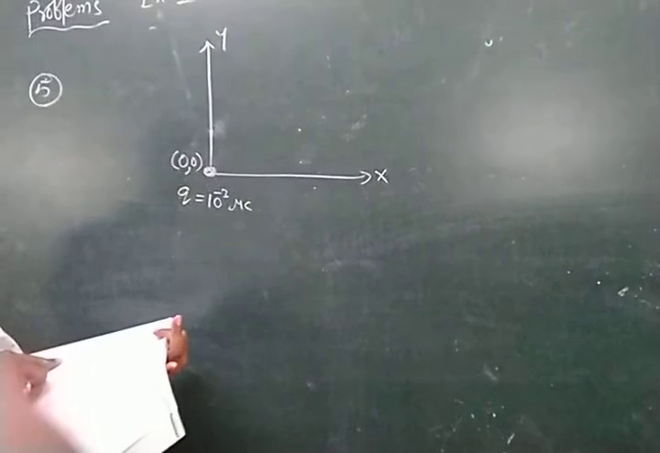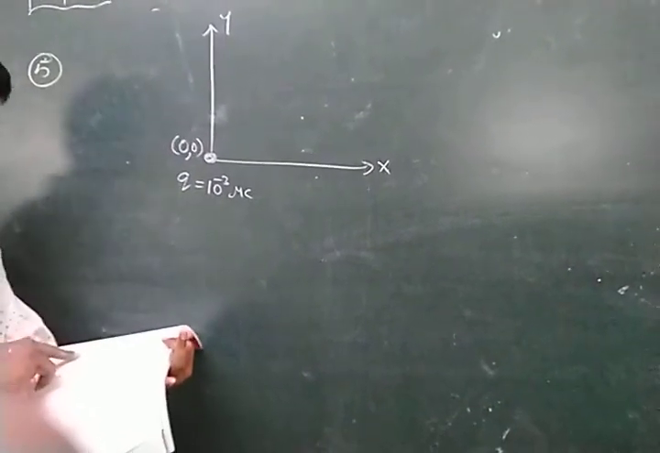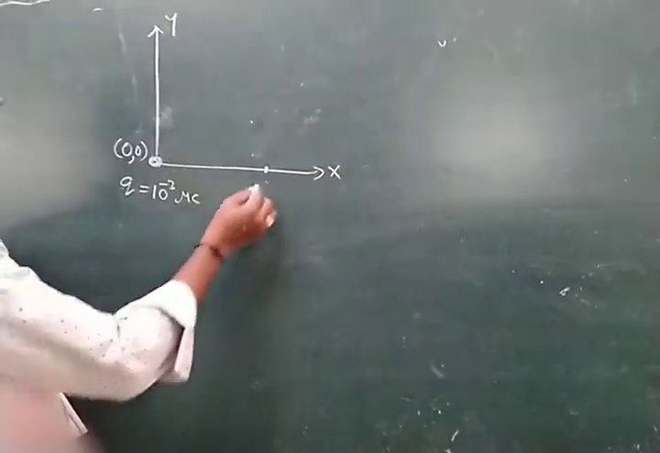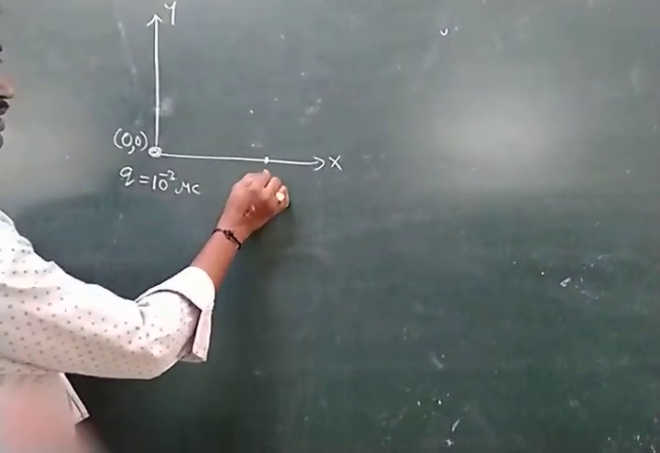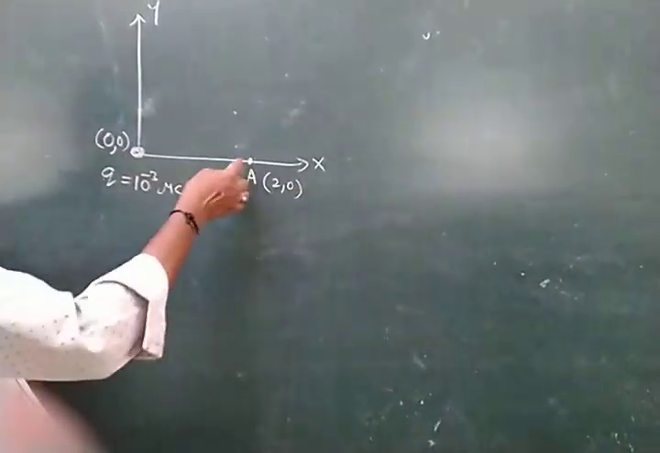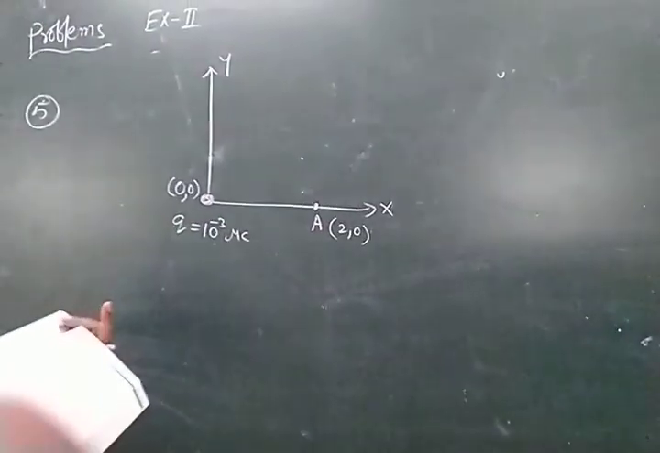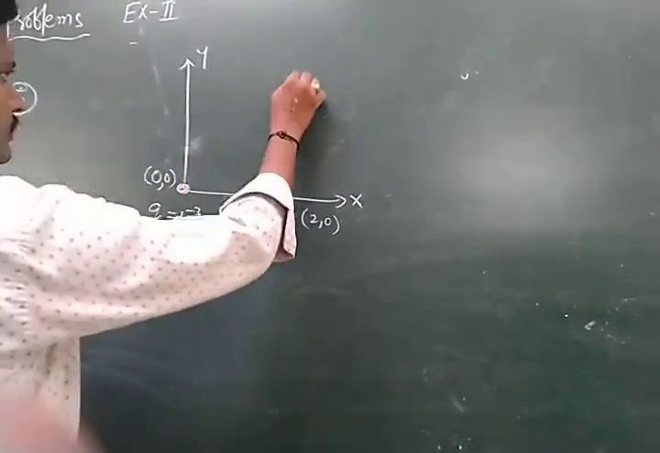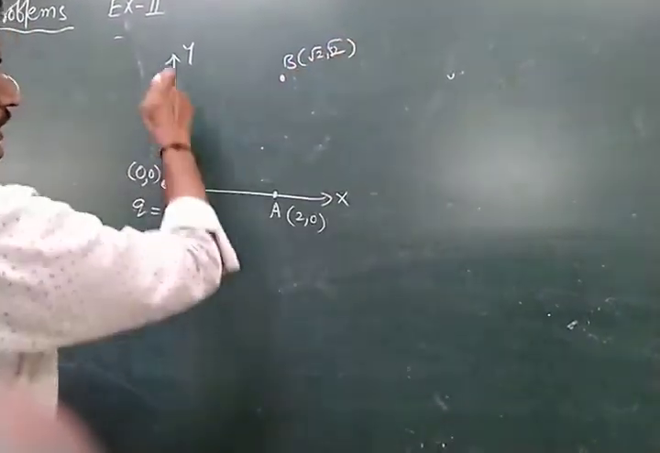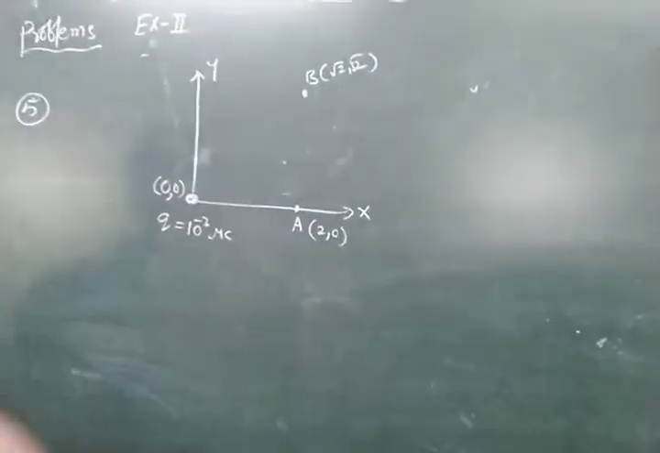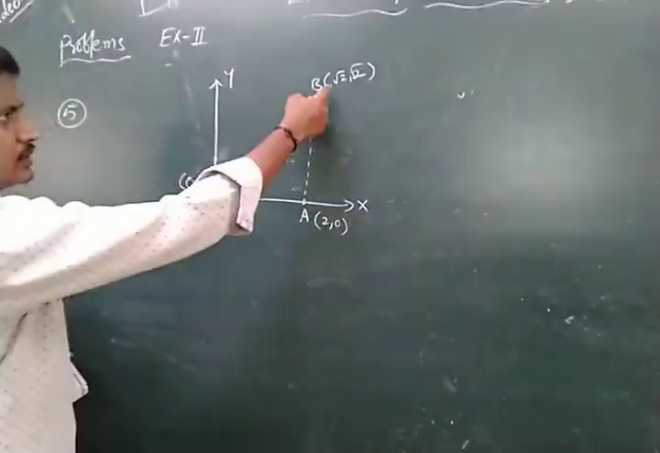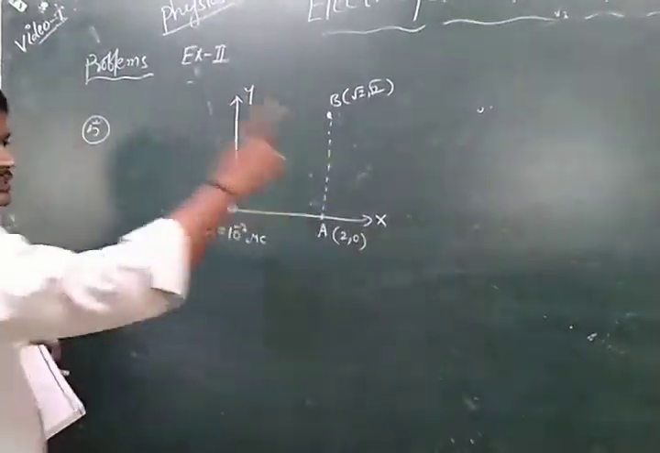Next, 2 points A and B are situated at root 2, 2, 0. This is the point situated on this x-axis. A, that is point 2, 0. The x term is there, then the y term is 0. Then the B point, this is the B point, root 2, root 2. That means the x distance and y distance, both of them are there. So these 2 points are situated in an xy coordinate system.